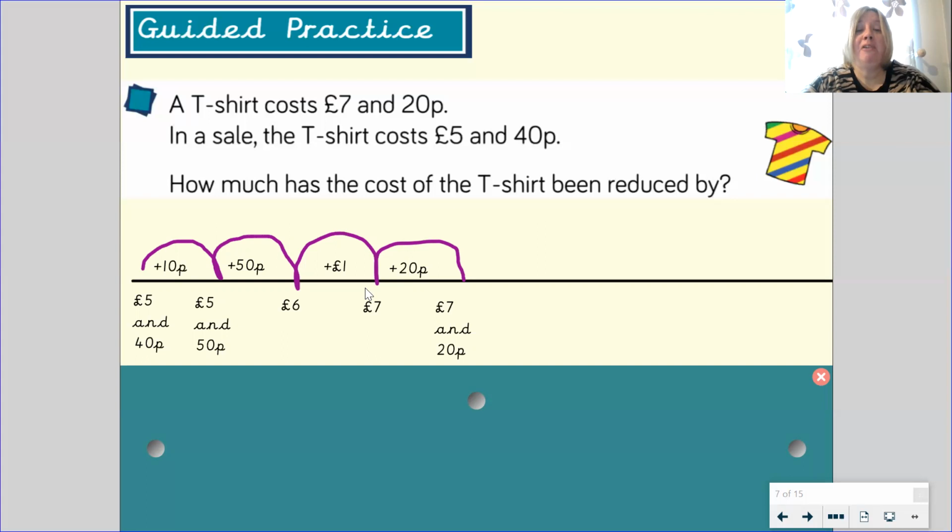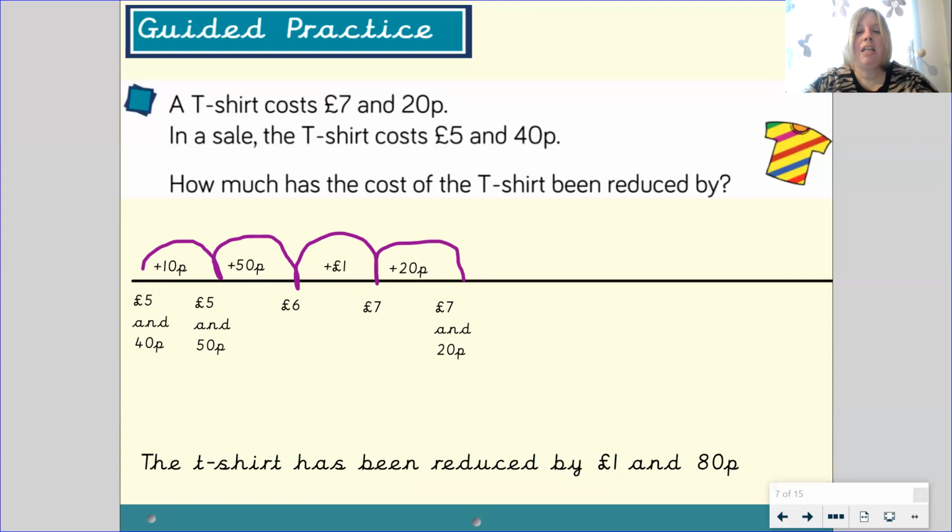Then to find out how much the t-shirt has been reduced by, I've added the numbers at the top of my number line together. So my calculation was £1, add 50p, add 20p, add 10p. And if I add those four numbers together, I can find out that the t-shirt has been reduced by £1.80. How did you get on with using the number line to help?